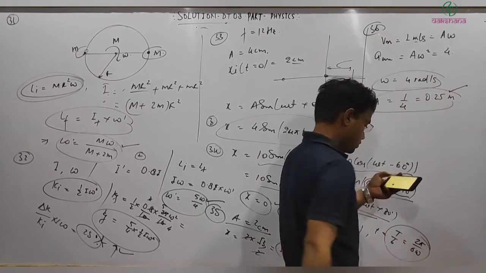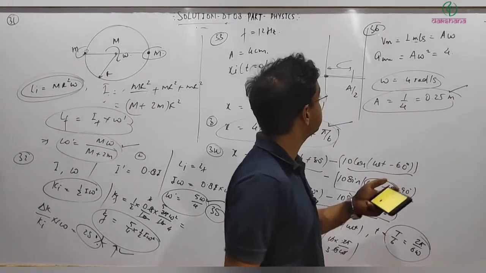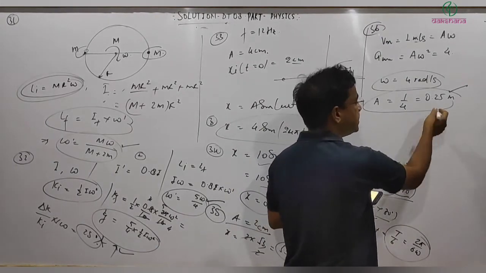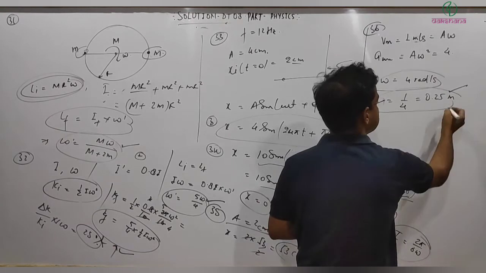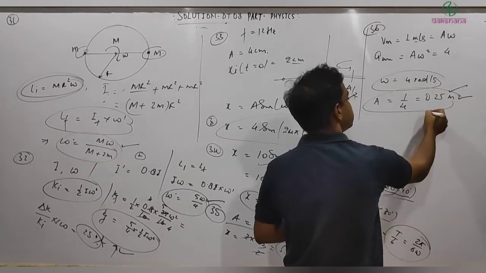That is the answer, because it's asking about amplitude, question number 36, that's correct. So amplitude is 0.25 meter, actually yes, it will be meter. Matches with option number 4.